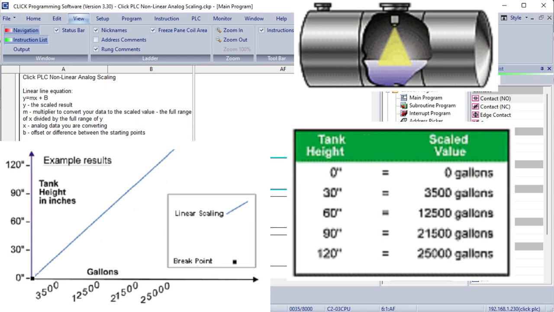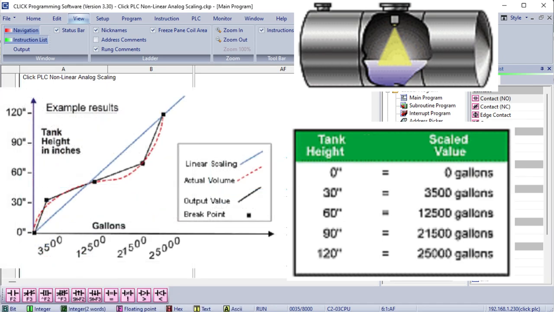The volume based on level is not linear. Looking at the above chart, we can approximate the volume using three separate linear lines. Now, the more lines you use, the better approximation of the volume.